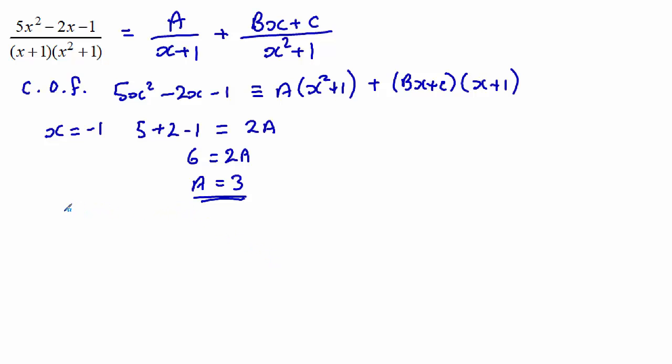Now I'd probably progress by comparing coefficients. If we look at x squareds, on the left we've got 5x squareds. On the right I have ax squareds from here. That looks a bit like a 6, so I'm just going to change that to a 5. And over here I'd have bx squared. And we know that a is 3, which gives us that b is equal to 2.